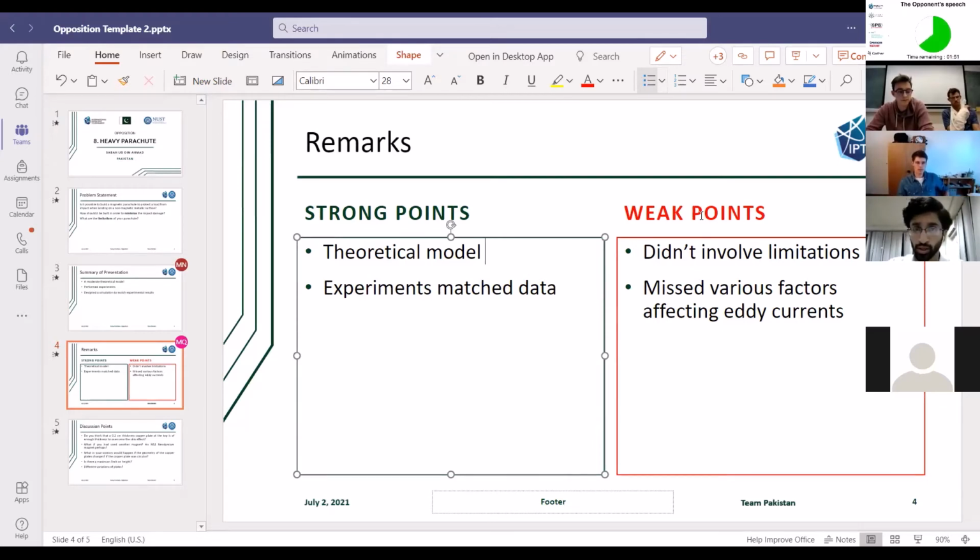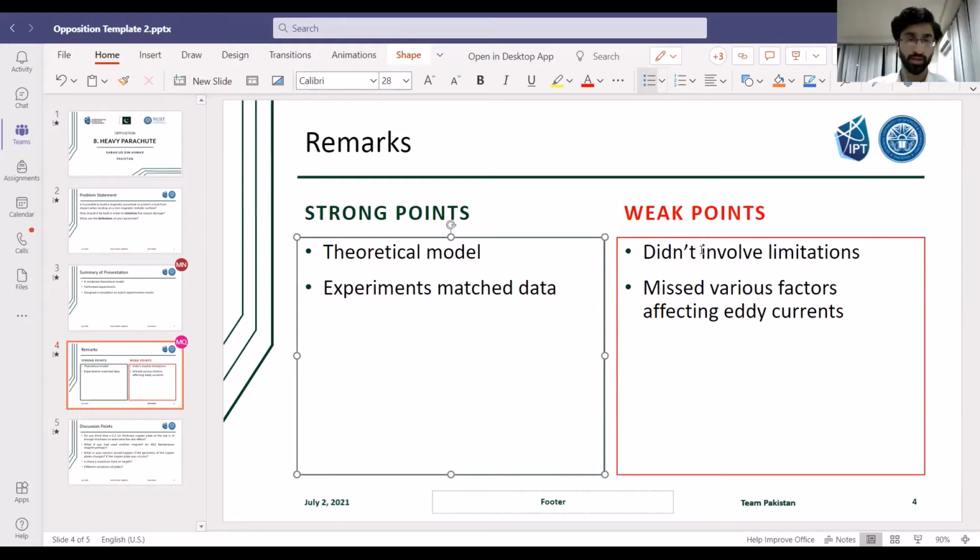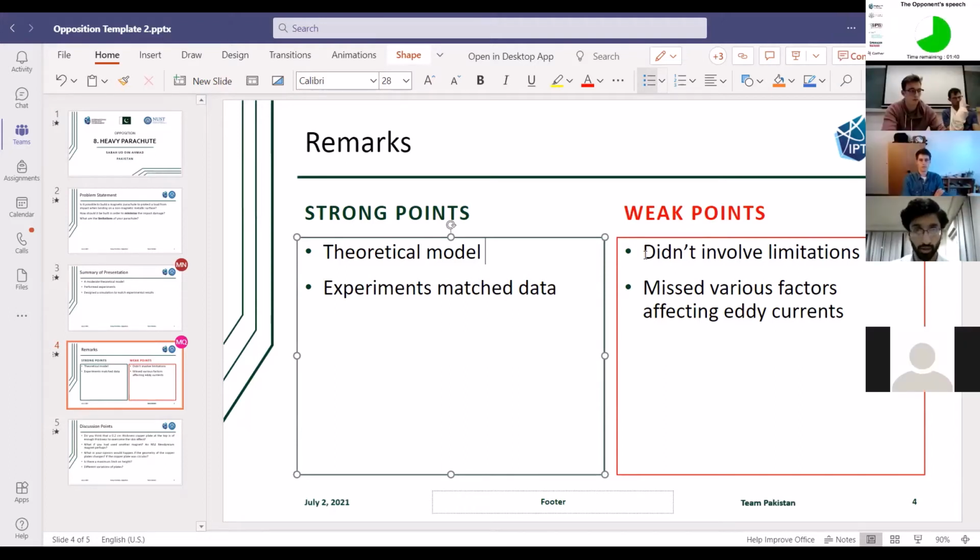And in terms of the points that I think might have been missed, they did not involve limitations as to what this particular problem statement, or if we just want to visualize a magnetic parachute in the real world, what kind of limitations might act on that particular parachute. And then there were some missing factors affecting the eddy currents as well.